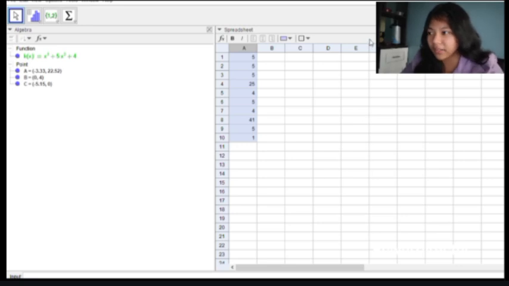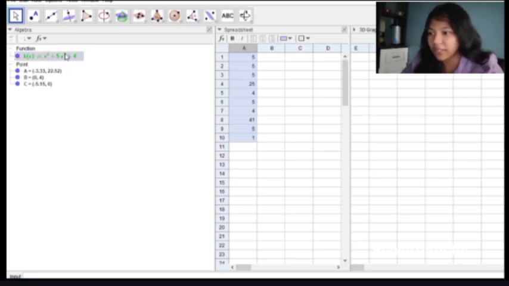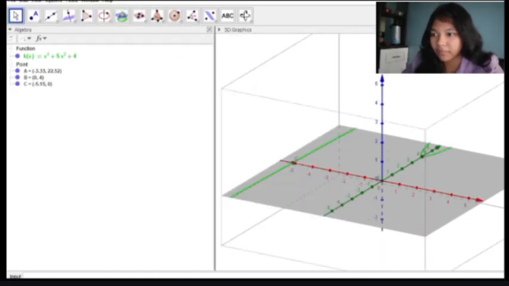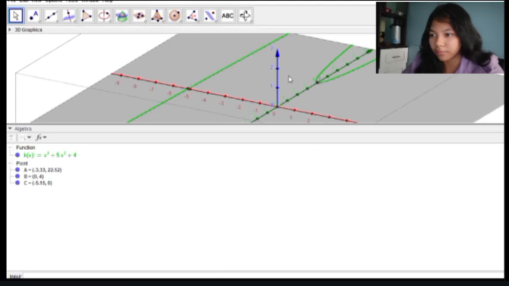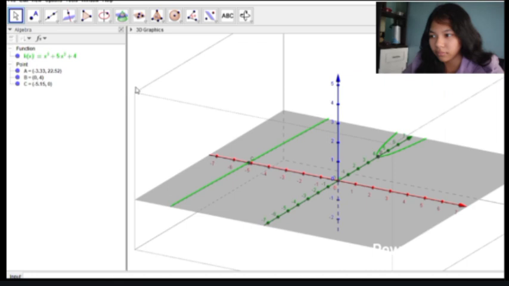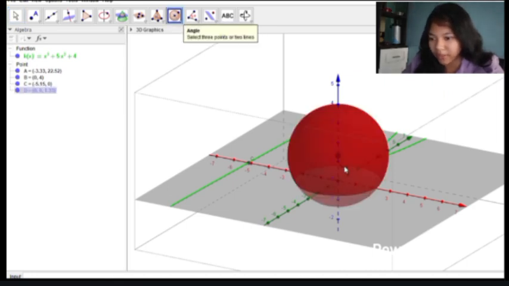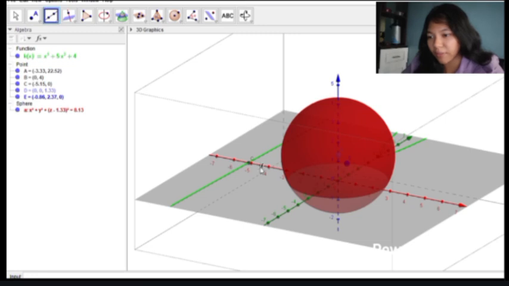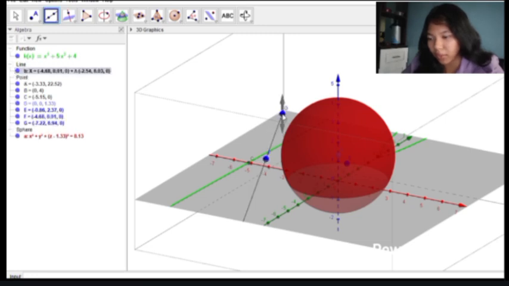Next would be the 3D Graphics. For example, I would like to create a sphere and also a plane. You need three points to plot a plane. So I said points. Yeah, but a line can work.